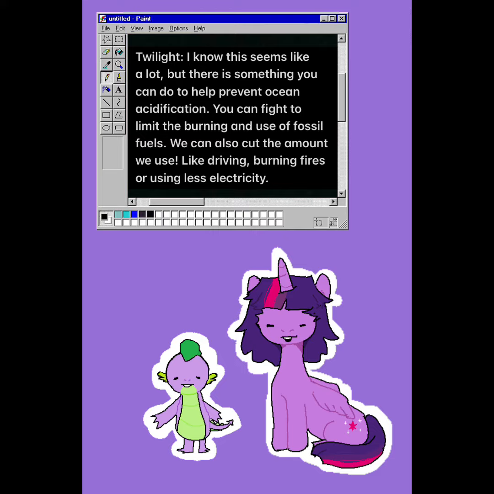I know this seems like a lot, but there is something you can do to help prevent ocean acidification. You can fight to limit the burning and use of fossil fuels. We can also cut the amount we use, like driving, burning fires, or using less electricity.